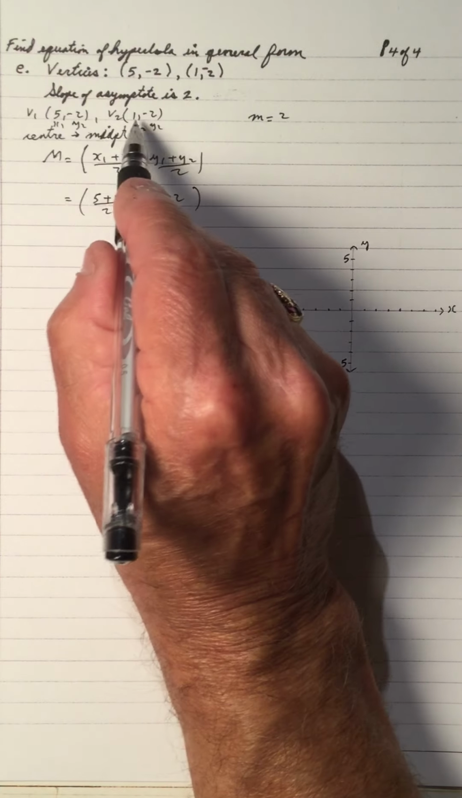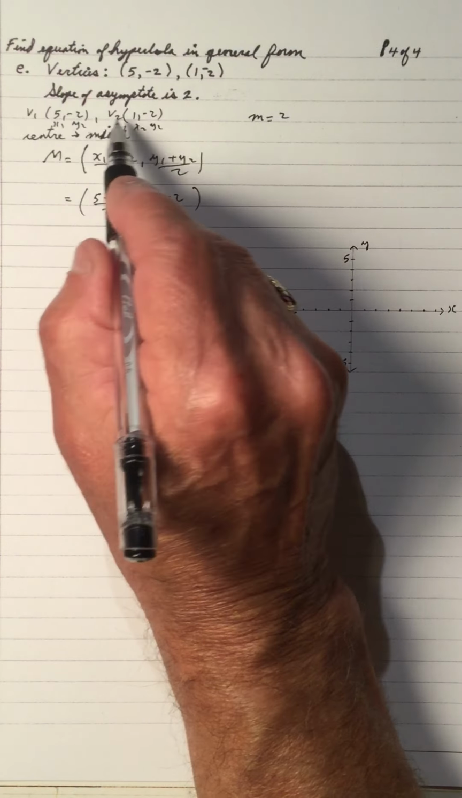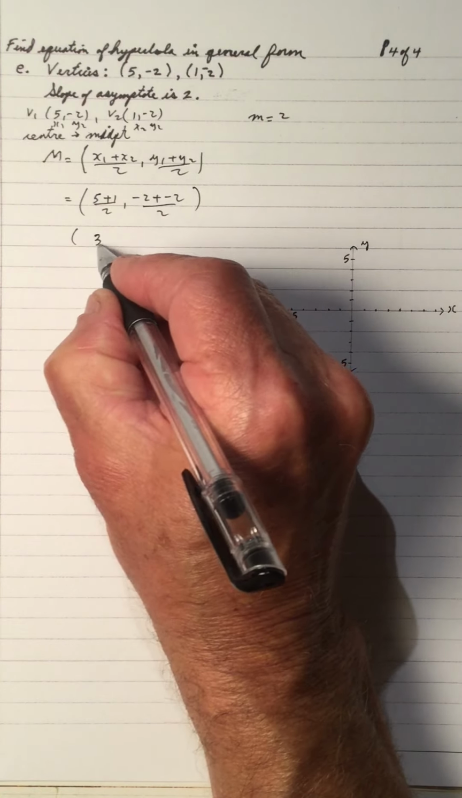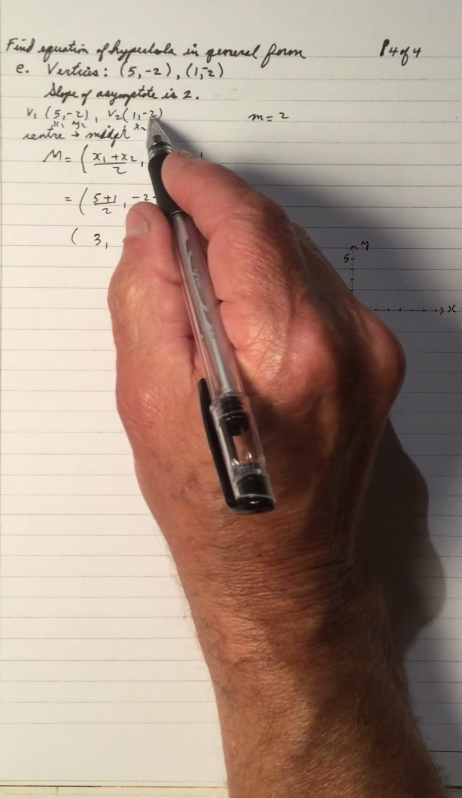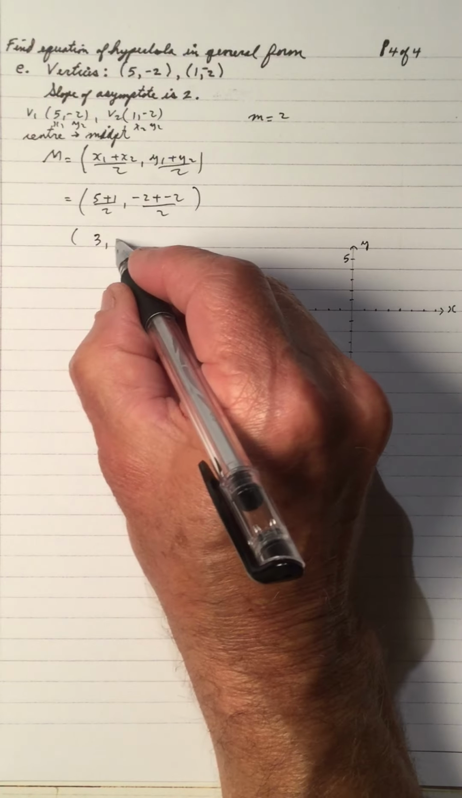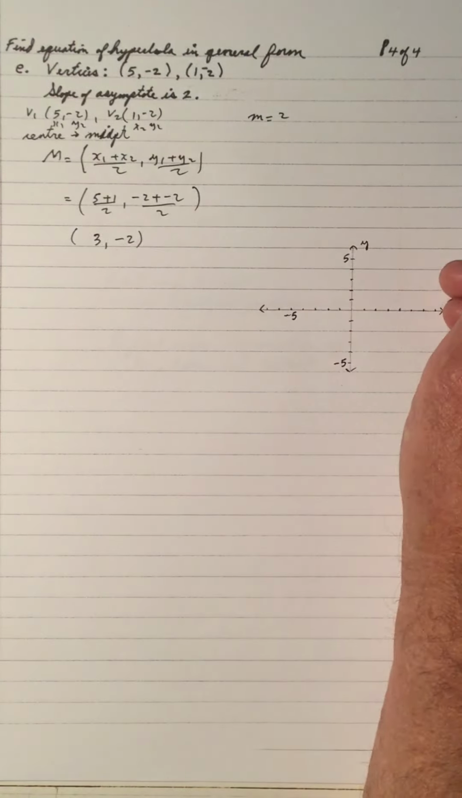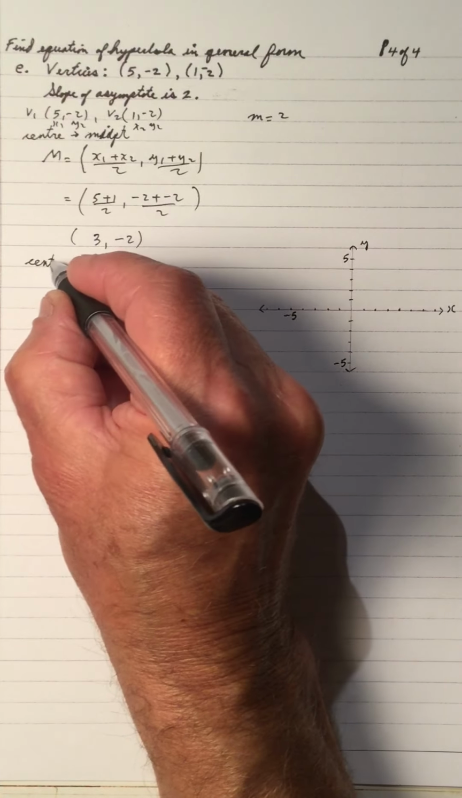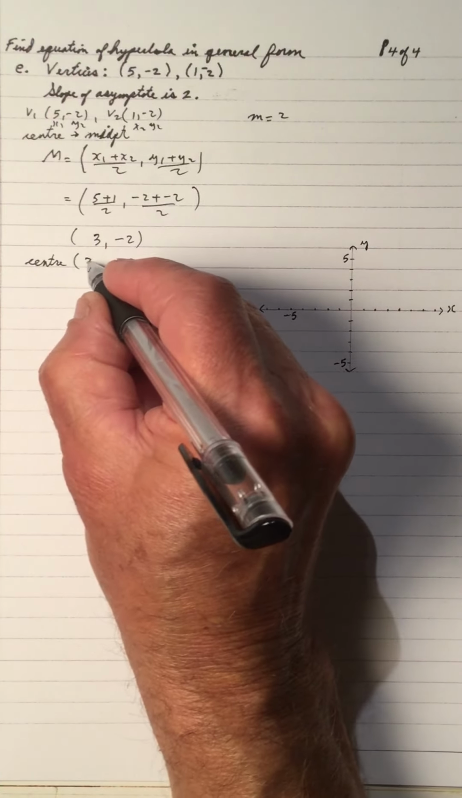So there's x1 plus x2: 5 plus 1 makes a 6. 6 divided by 2 is 3. And negative 2 add on negative 2 is negative 4. Divided by 2 is negative 2. So that's the center. I call it the center, the point where the asymptotes meet.